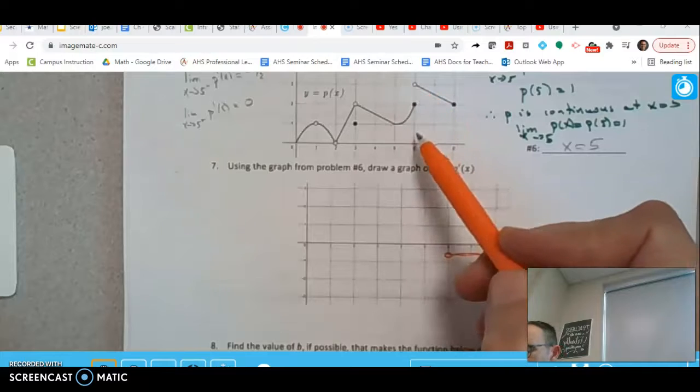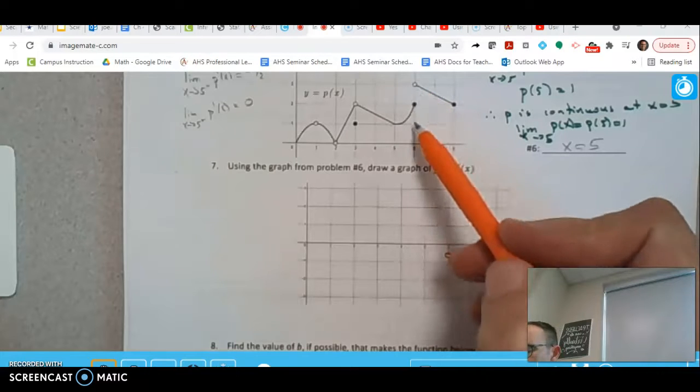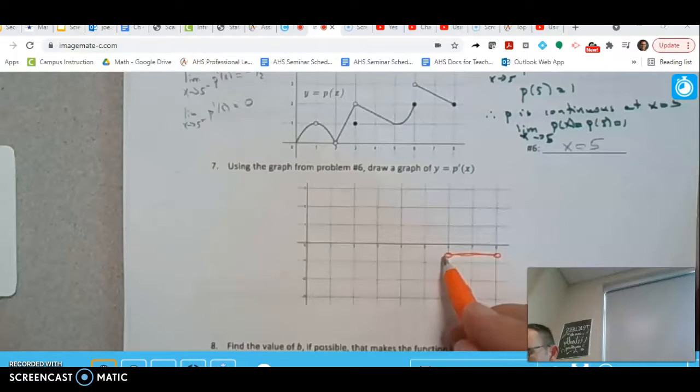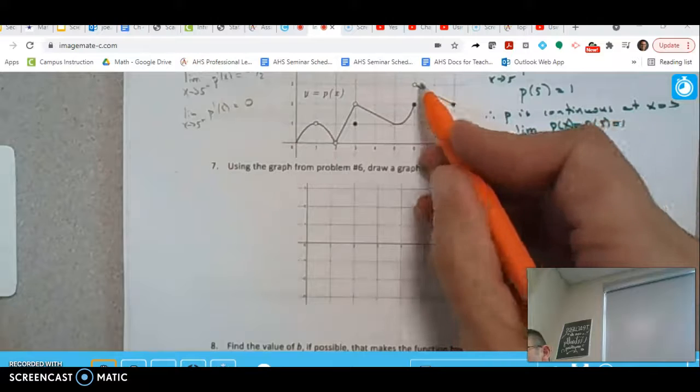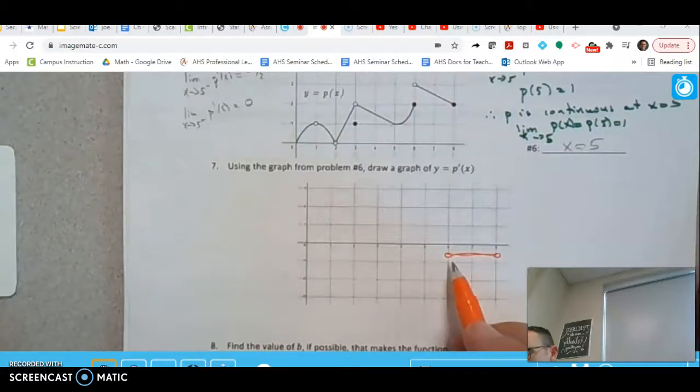Now, at x equals 6, this function is not continuous, therefore it's not differentiable. So I have an open circle at 6, but at 6.1 and 6.01 and 6.001, the slope of the tangent line would be the same as the slope of the line itself, which would equal negative 1/2.